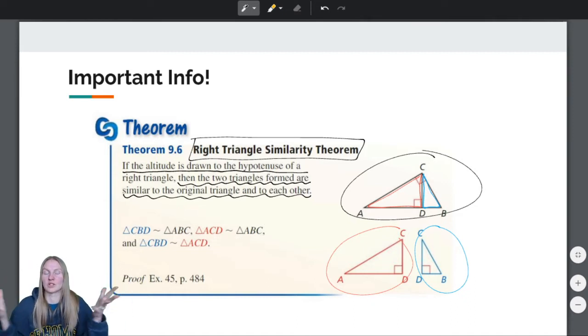How is that possible? What are the odds that every triangle works out that way? Oh my goodness, this is so cool. It's so cool. I remember I didn't learn this when I was in high school. I did not learn this.